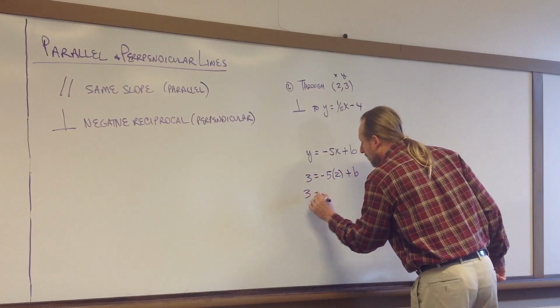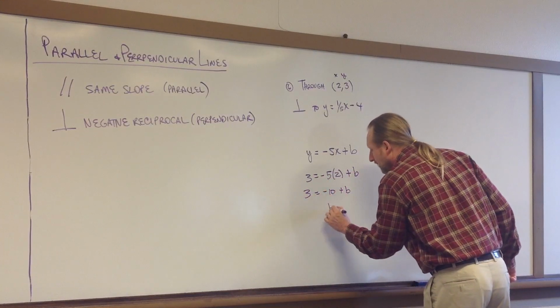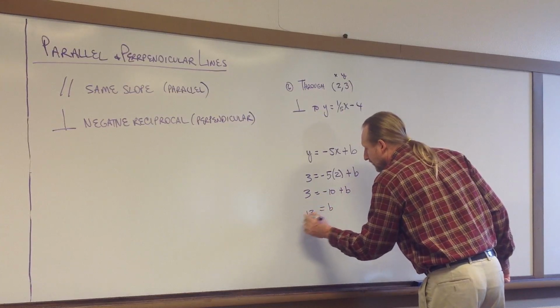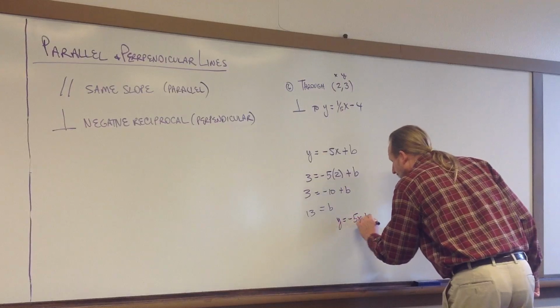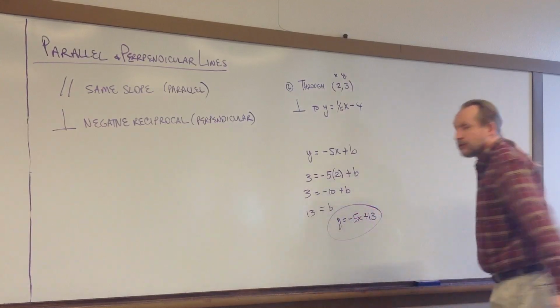And then solve for b. And so here, b is going to be 13. So the answer that we want is y equals negative 5x plus 13.